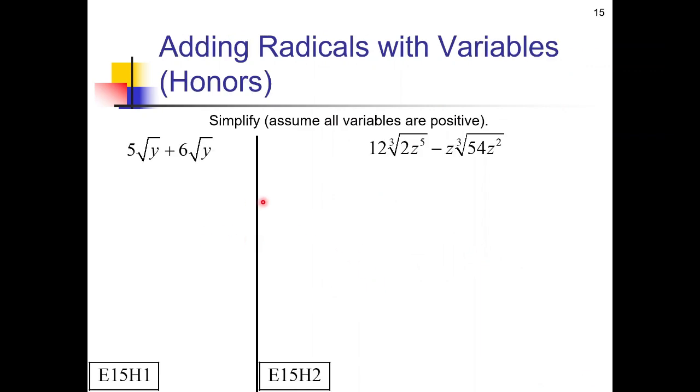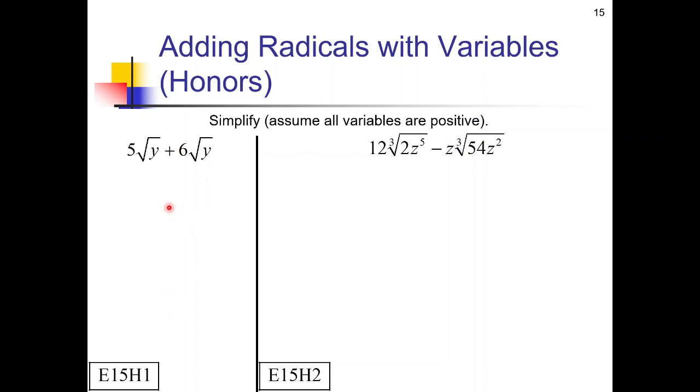So for the extra honors sort of thing in this lesson, the big thing we're adding here is we're just going to combine that whole business about radicals with variables and adding and subtracting radicals. So just one more extra little piece of icing on the cake here. Pause the video and see what you can do with this first example. I'm calling it example 15, honors 1.